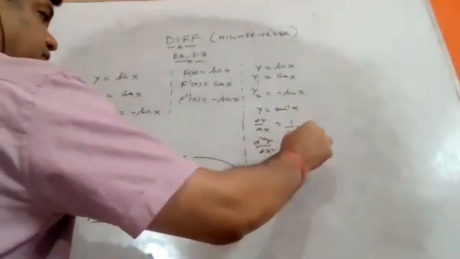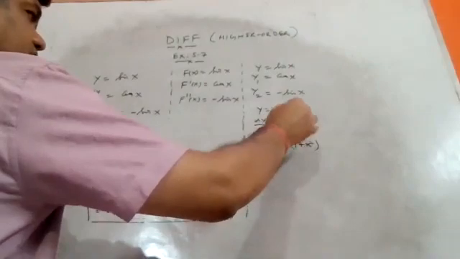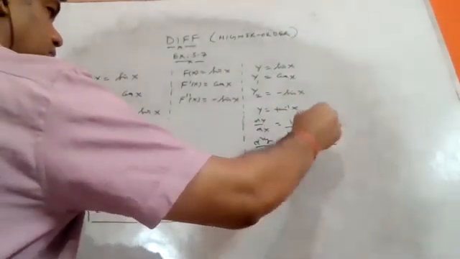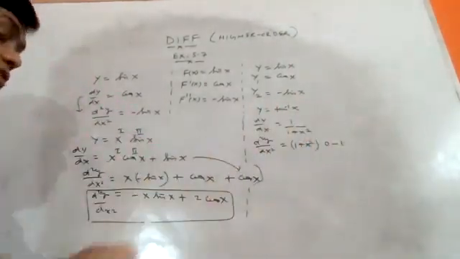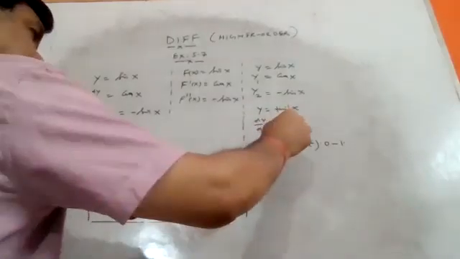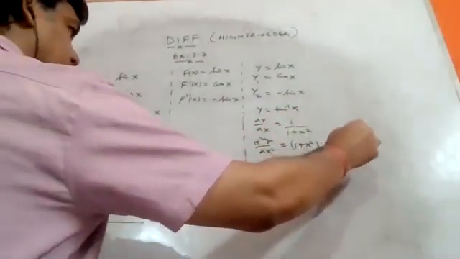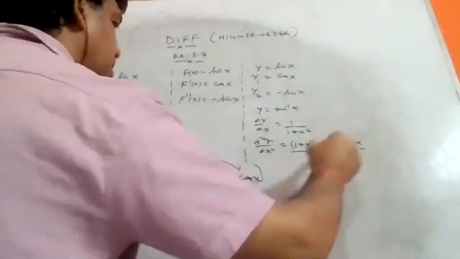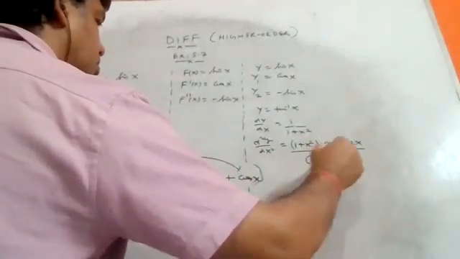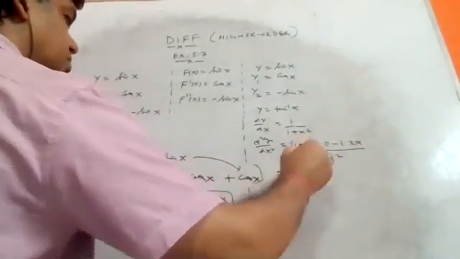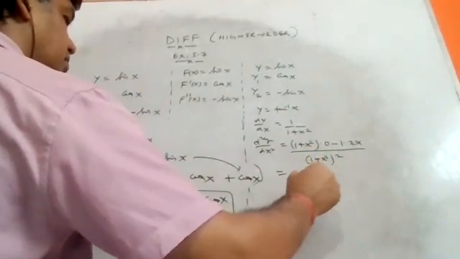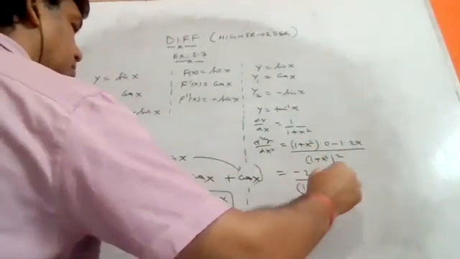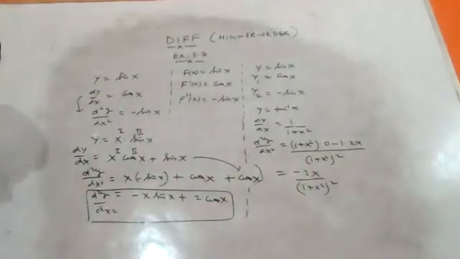First of all, you can write 1 of x square. Differentiation of numerator is 0, minus numerator times differentiation of denominator, which is 2x, whole divided by denominator whole square. This will become 0 minus 2x divided by (1 plus x square) whole square. So this is the second order derivative of y is equal to tan inverse x.